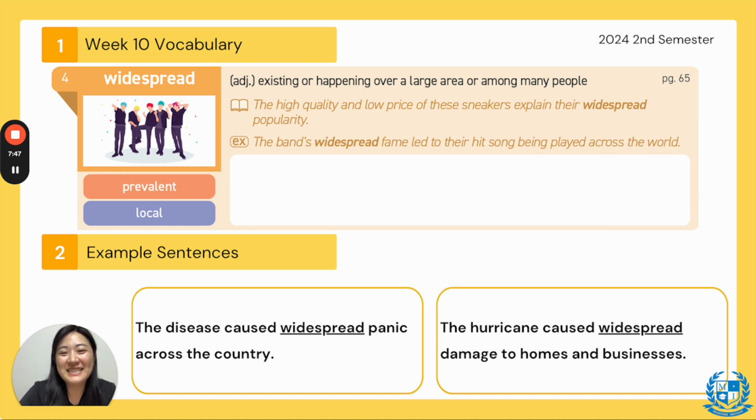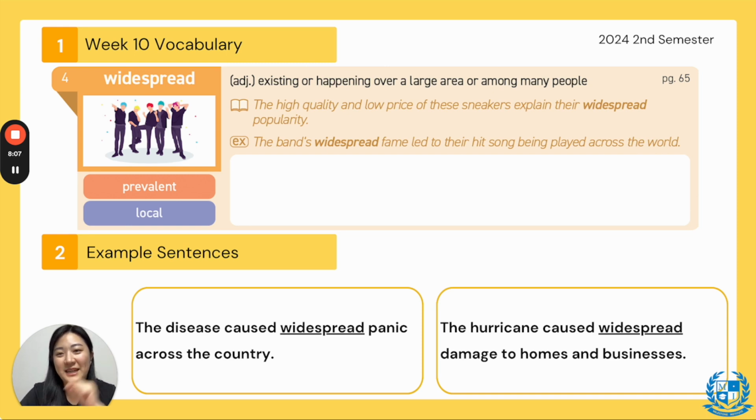The sentence from our TED Talk says, the high quality and low price of these sneakers explain their widespread popularity. So because of the good material and the low price, it shows why they are so popular everywhere. Widespread.